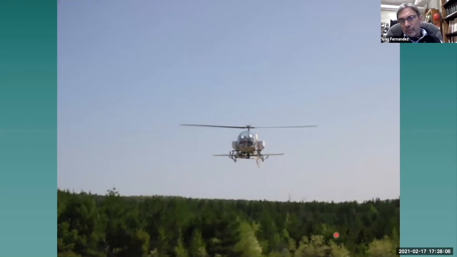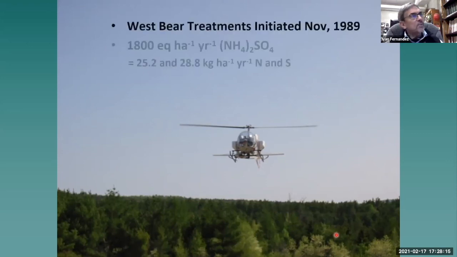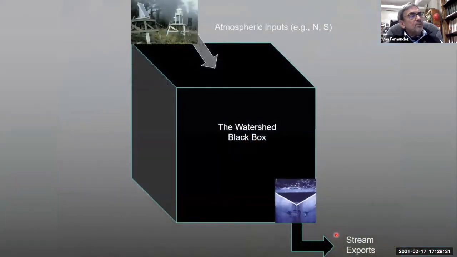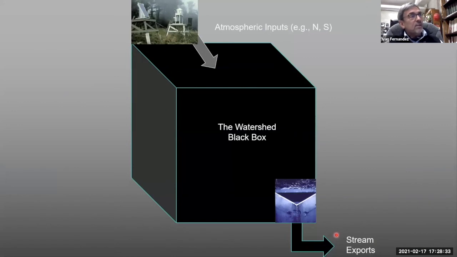Every 2 months for 27 years, starting in 1989, we would fly a helicopter and treat the West Bear watershed with ammonium nitrate as our acid rain treatment. We were creating a watershed that was like New York or West Virginia, which were more polluted at the time, with East Bear being our reference. We stopped in 2016.